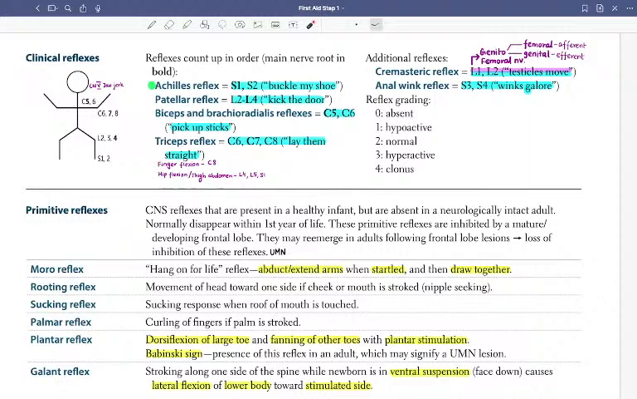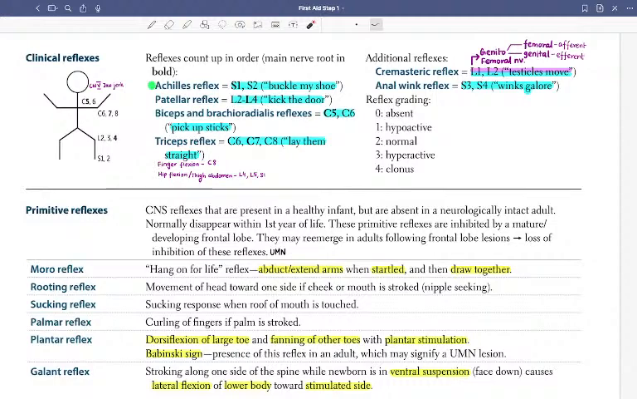Okay, and knee is in the lower leg, so L2, L3, L4. Biceps, two root values we have: that is C5, C6, and triceps is in continuity with that, with three root values: C6, C7, C8. And knee, how will we remember that? Knee was 4 letters, so L4, because knee is in the lower limb, so L2, L3, L4.